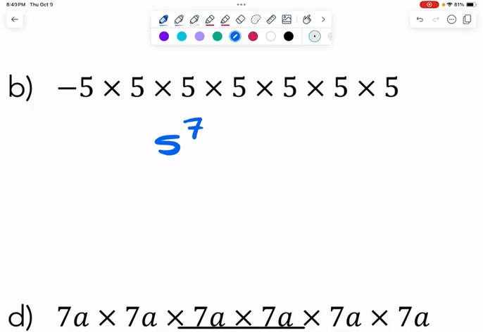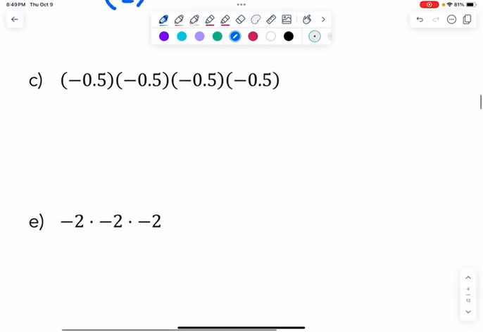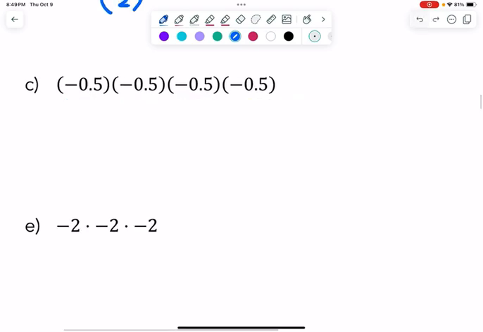So it's kind of like 5 to the power of 7, except for this negative in front. So we'll put that negative in front and say now these two expressions are equal. And we keep going with it. Brackets repeated. So we're going to have those brackets to the power of 4. It just so happens that those brackets contained negative 0.5. Done.